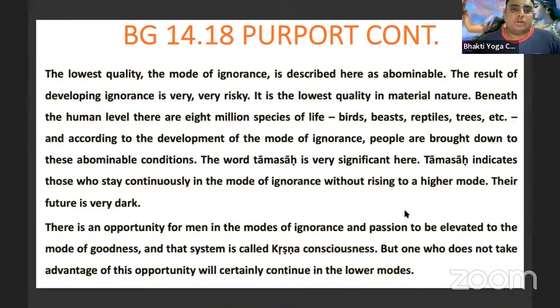The lowest quality, the mode of ignorance, is described here as abominable. The result of developing ignorance is very, very risky. It is the lowest quality in material nature. Beneath the human level, there are 8 million species of life: birds, beasts, reptiles, trees, etc. So this is referring to the 84 lakh species of material bodies. According to the development of the mode of ignorance, people are brought down to these abominable conditions. The word tamasa is very significant here. Tamasa indicates those who stay continuously in the mode of ignorance without rising to a higher mode. Their future is very dark.